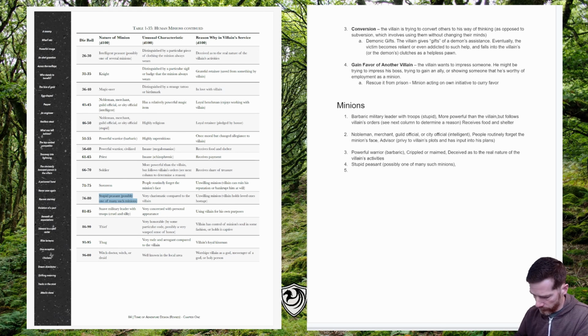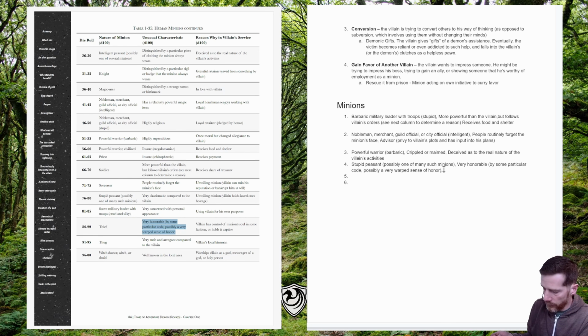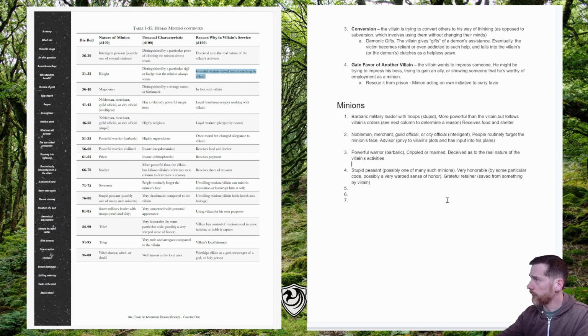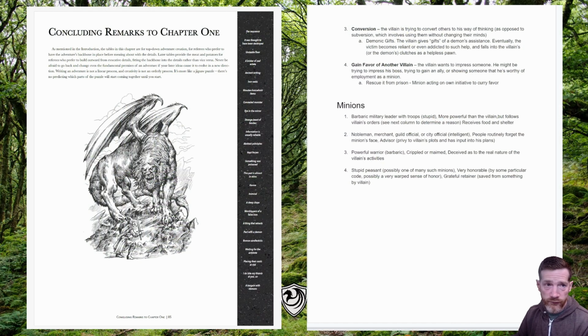Their unusual characteristic is they're very honorable by some particular code. Okay, and they work with the villain because they're a grateful retainer, saved from something by the villain. Okay, and that's actually in my head. That was already kind of where I was going with this idea, is that their code of honor was driven by maybe the villain saved them from death. All right, that is the end of chapter 1.